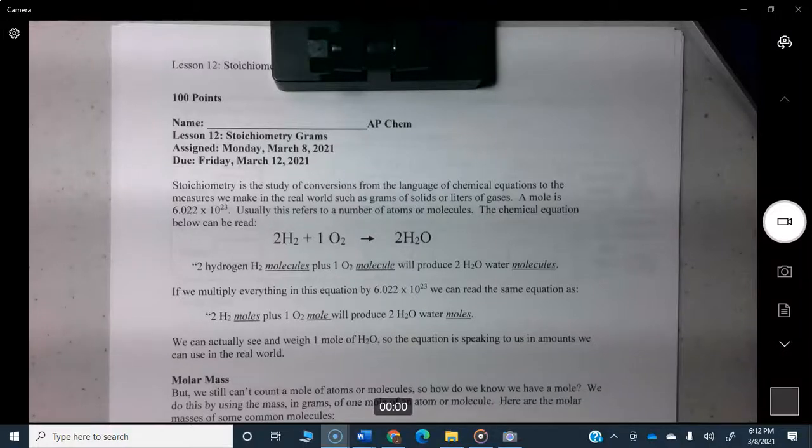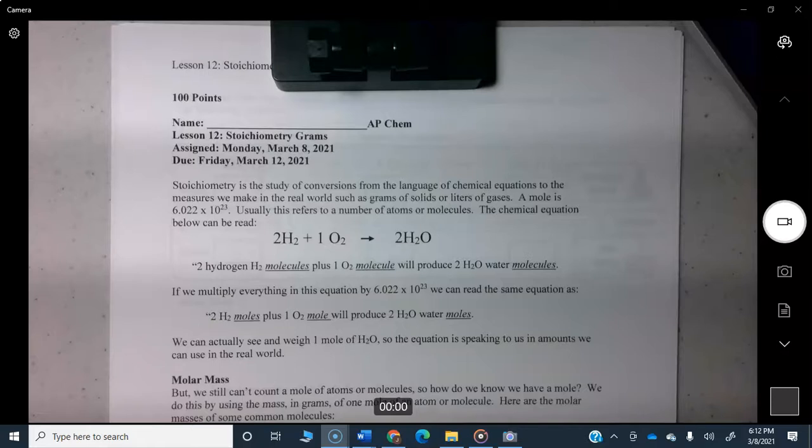All right, Honors Chem, this is Lesson 12 on stoichiometry. Stoichiometry is the study of conversions from the language of chemical equations to measures that we make in the real world. It's basically what allows us to use a chemical equation to figure out how much of something we're going to make, and how much we need to make that something. That's what stoichiometry is all about.